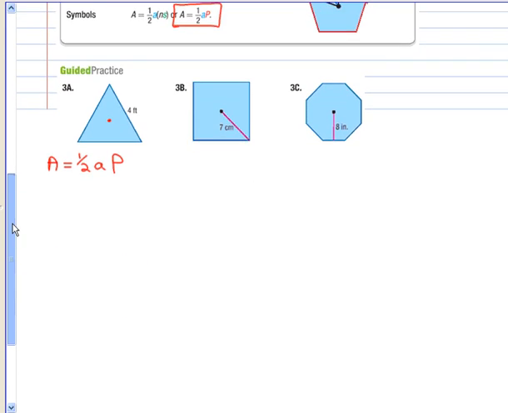1/2 apothem times perimeter. So let me draw the apothem. That would be the apothem right there. And then I am going to draw this radius right over here. I don't think we need to draw that one in. Can you tell me the measure of this angle right there? How much? 30. How do you know it's 30 degrees?